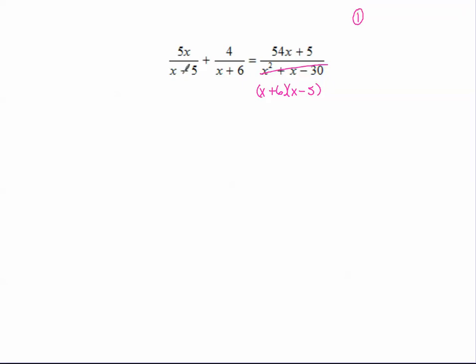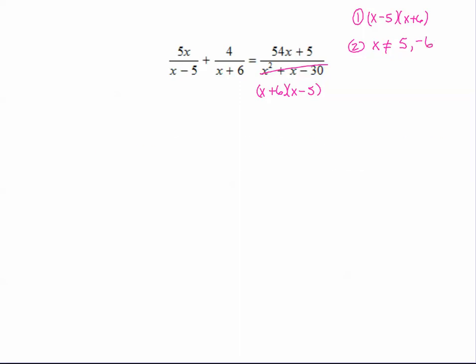So, number 1, build our LCD. Left to right, we need an x minus 5. We need an x plus 6. X plus 6 we already got, x minus 5 we already got. That's our LCD. What can x not equal when we go back to check our solutions? X cannot equal 5. X cannot equal negative 6. Good. So now we multiply both sides by our LCD.